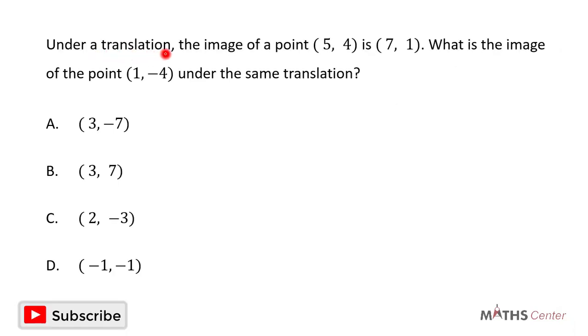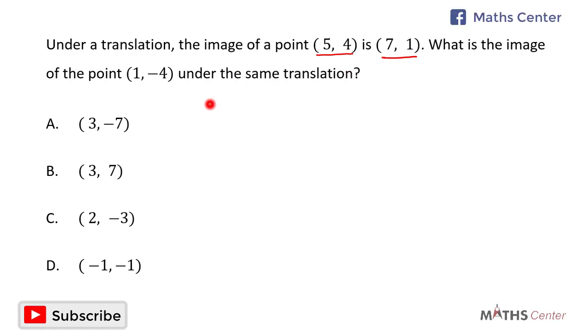Under a translation, the image of a point 5, 4 is 7, 1. What is the image of the point 1, negative 4 under the same translation? This is a multiple choice question, and so we will solve the question, and after that we will pick the correct option. The question says that a translation vector is used to transform the point 5, 4, and it gives us the image 7, 1.